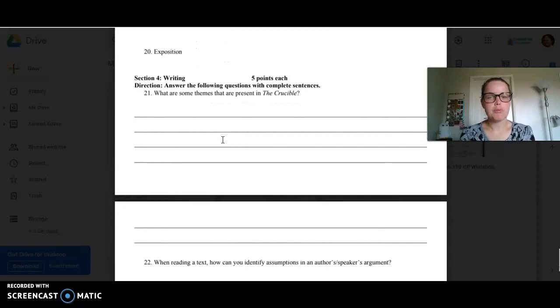And then these are the writing points. These are worth the most at 5 points each. Number 21, what are some themes that are present in The Crucible? Remember, a theme is a lesson learned. A theme is not a motif. It's not one word. It's not a cliche, so it's not bad guys never prosper, or good guys finish last, or any of those things that you've heard 1,000 times.